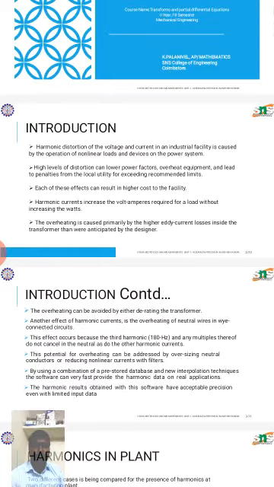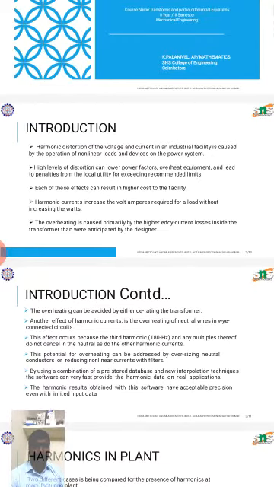A high level of distortion can lower power factors, overheat equipment, and lead to penalties from the local utility for exceeding recommended limits. Each of these effects can result in higher cost for the facility. Next one is harmonic currents increase the volt-amperes required for a load without increasing the watts.